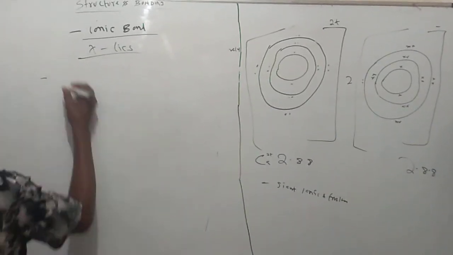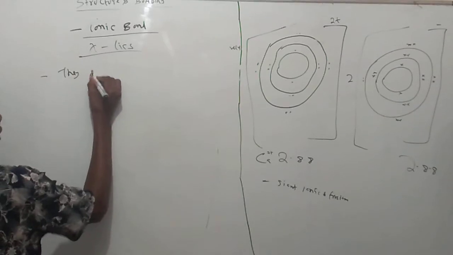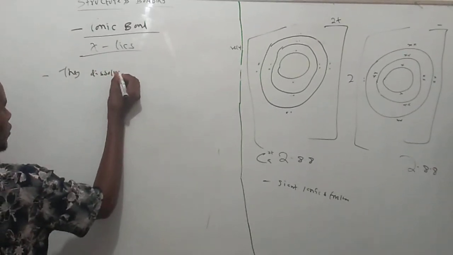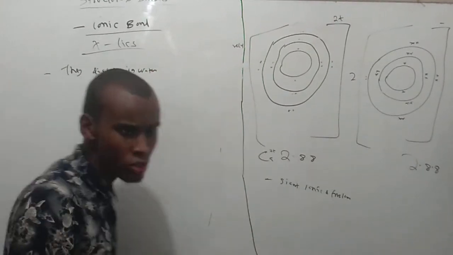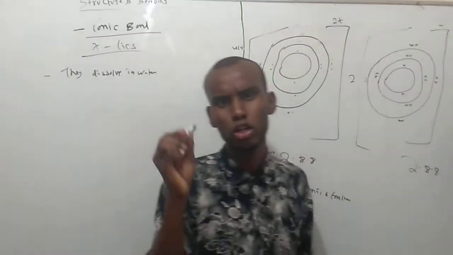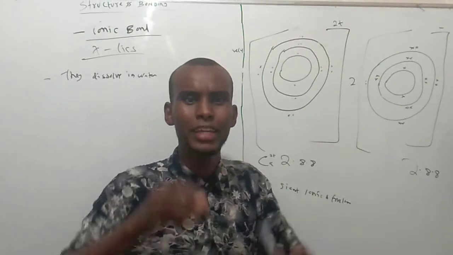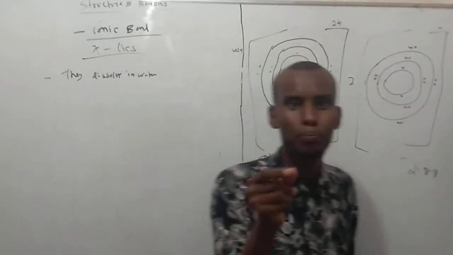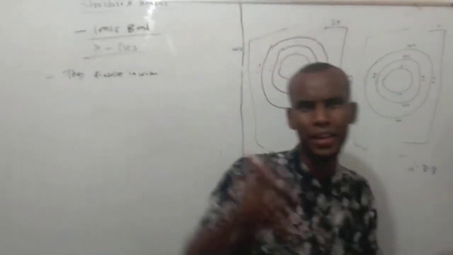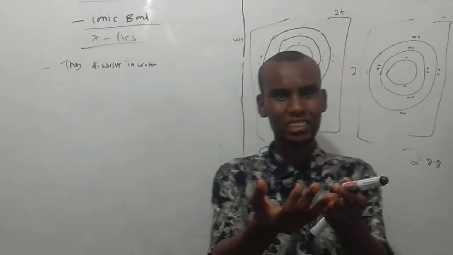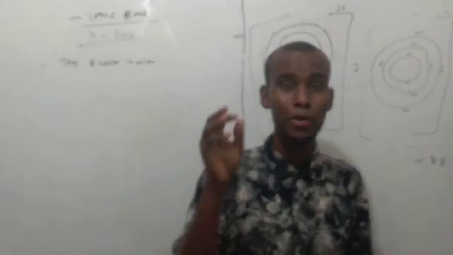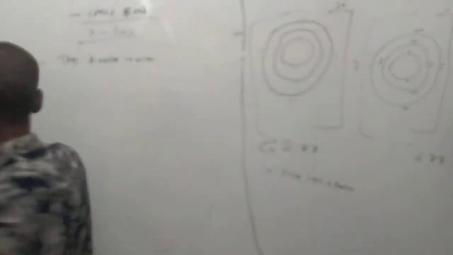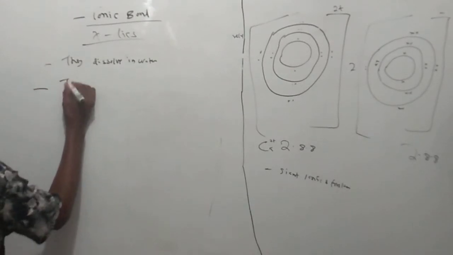We can say they dissolve in water. The main reason why ionic bond dissolves in water is because it consists of different polar charges, positive and negative, which attract them together. That's why they dissolve in water. That is one characteristic of ionic bond.